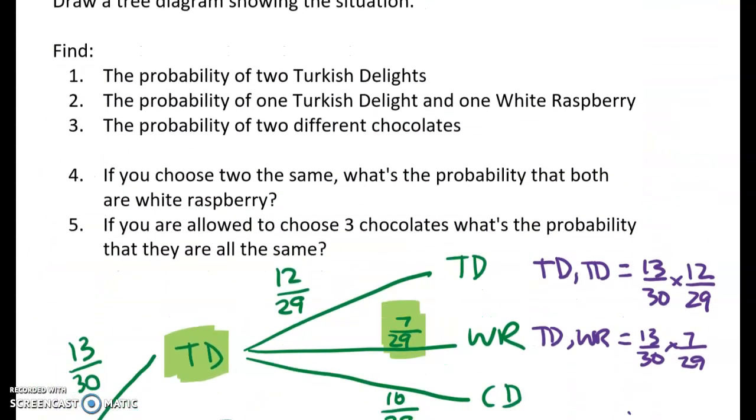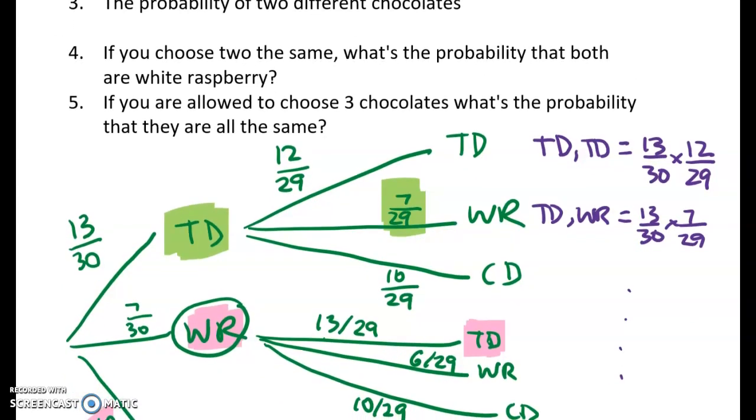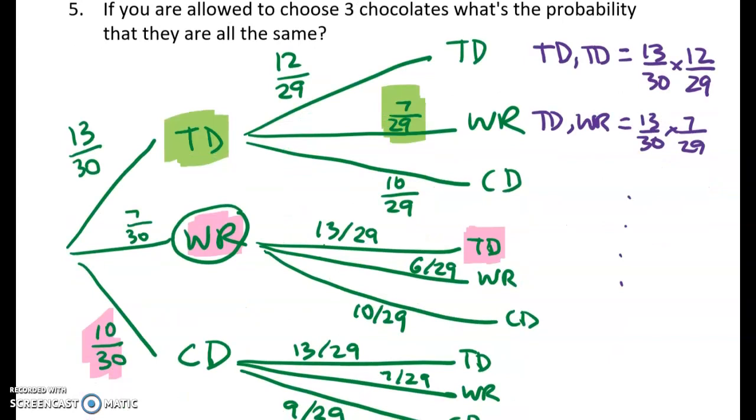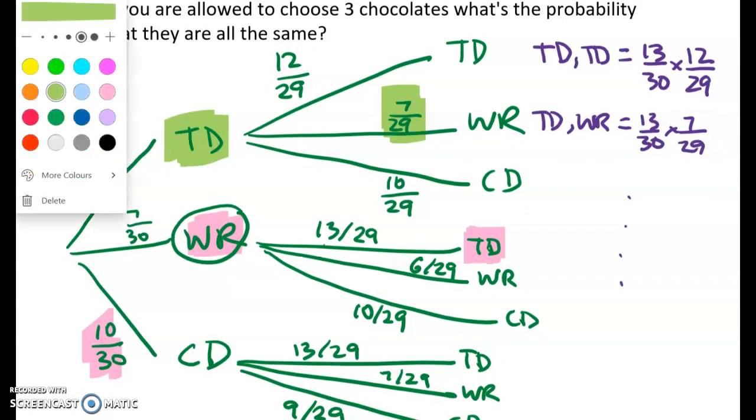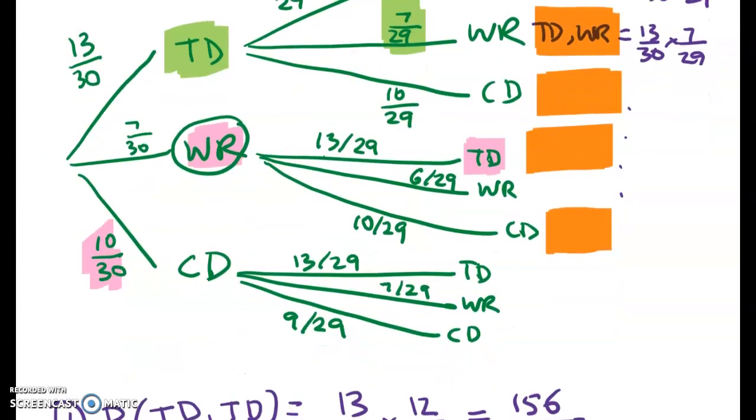Right, let's go on to number 3. The probability of 2 different chocolates. Right, there's an easy way to do this, and then there's a hard way to do it. So the probability of 2 different chocolates is a pain. We've got 9 different things going on here, right? So which ones are going to give me the 2 different chocolates? Let's just highlight in orange. Which ones will give me different chocolates? This one here, this one here, this one here, this one here, this one here, and this one here. So that's 6 things we have to add up. So that's just a pain in the neck.